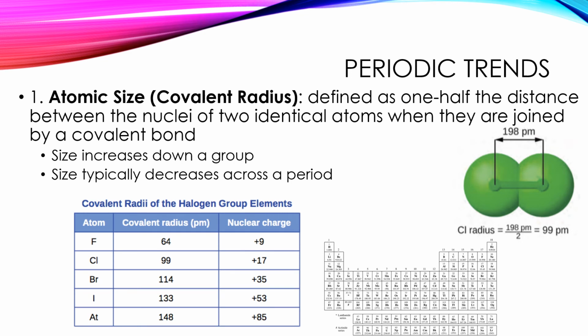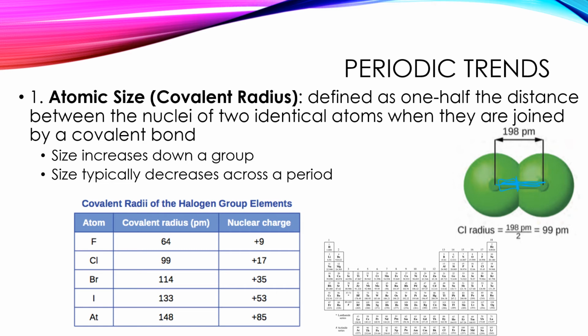Okay, my first periodic trend is atomic size. Atomic size is defined as half the distance between two nuclei. Because electrons are constantly moving and atoms are mostly empty space, it's difficult to measure the size of an atom. So instead, they define it as half the distance between the two nuclei. That gives us an idea of the atomic size.